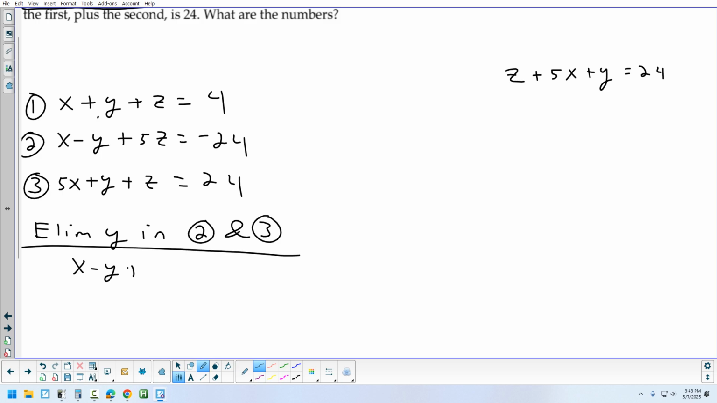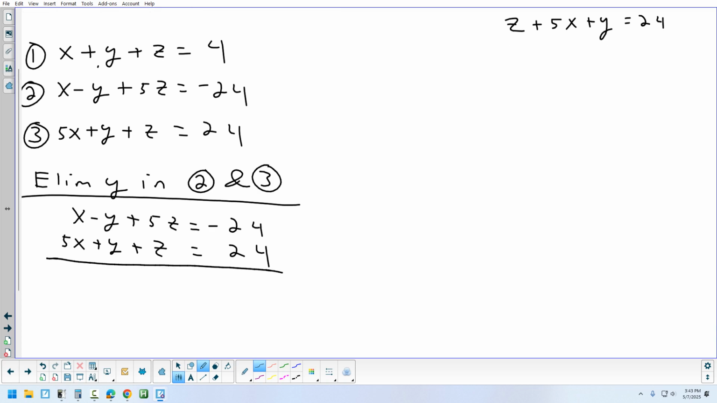So X minus Y plus 5Z equals negative 24. 5X plus Y plus Z equals 24. And we don't even have to multiply by anything. So if we add the X column, what will you get there? 6X. And the Y column, that's gone, it cancels. And the Z column, 6Z. And the numbers on the other side? 0. Okay. So we get 6x plus 6z equals 0.